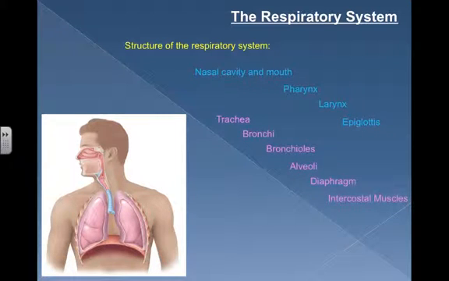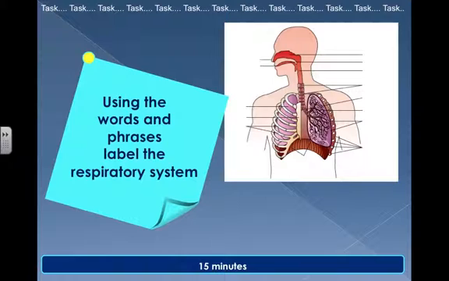Here are all the words you'll come across in terms of the structure of the respiratory system. So the nasal cavity and mouth, the pharynx, the larynx, the epiglottis, or epiglottis, depends on your accent, trachea, bronchi, bronchioles, alveoli, diaphragm, and intercostal muscles. I want you guys to research these and find out what each does. So a little description of what each one does. But firstly, I want you to just label the diagram. So have a go at labeling the diagram.